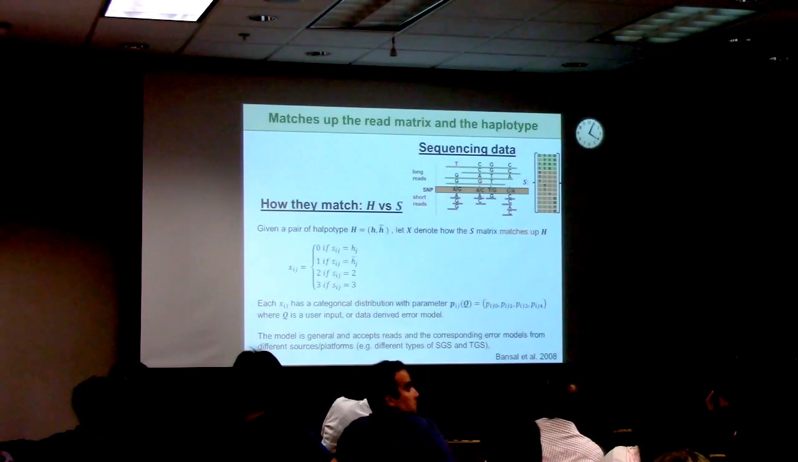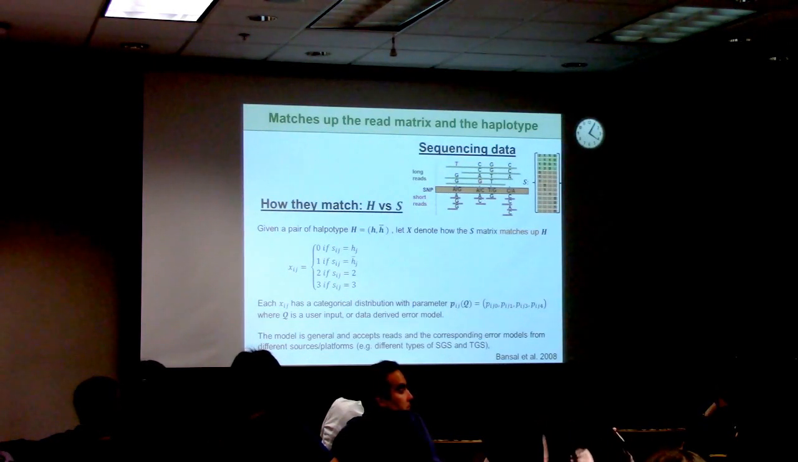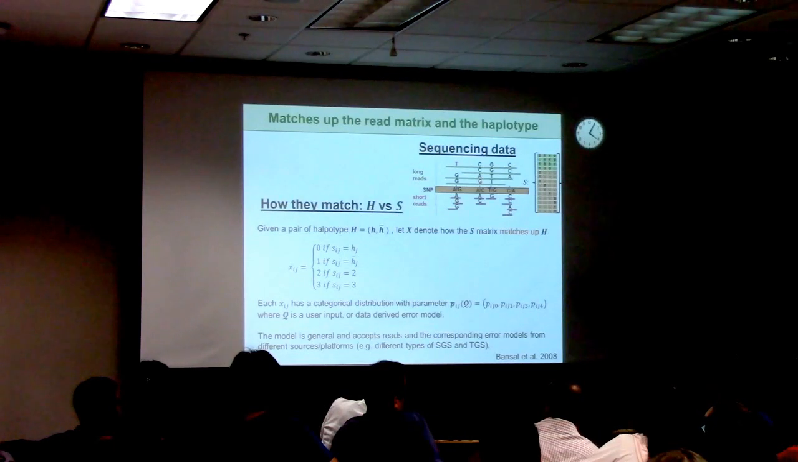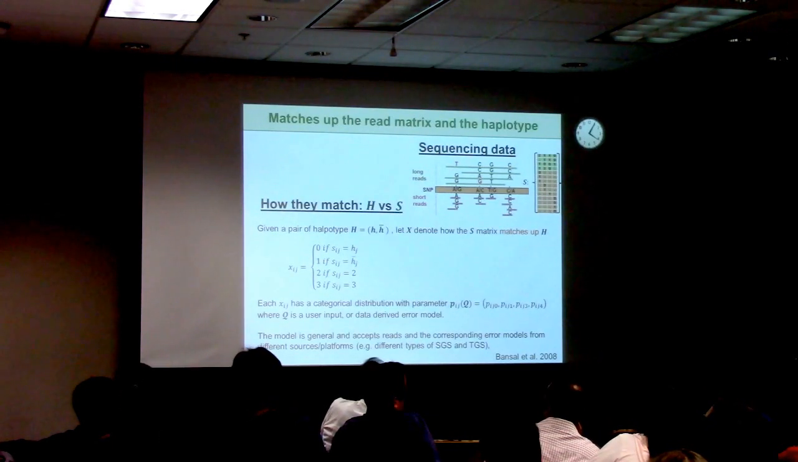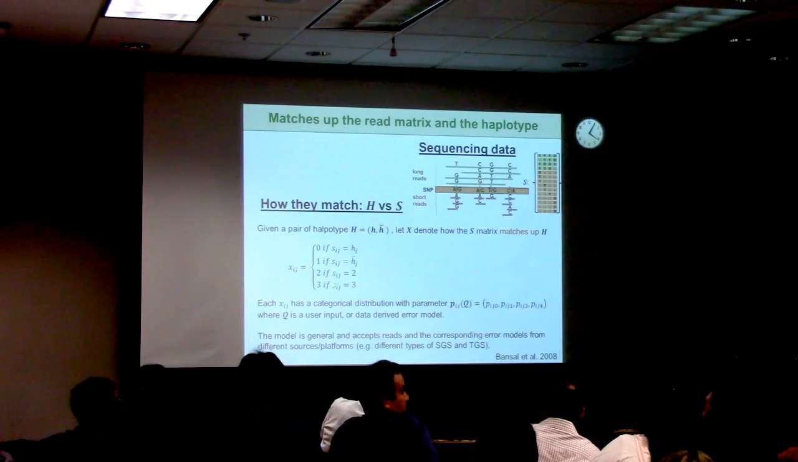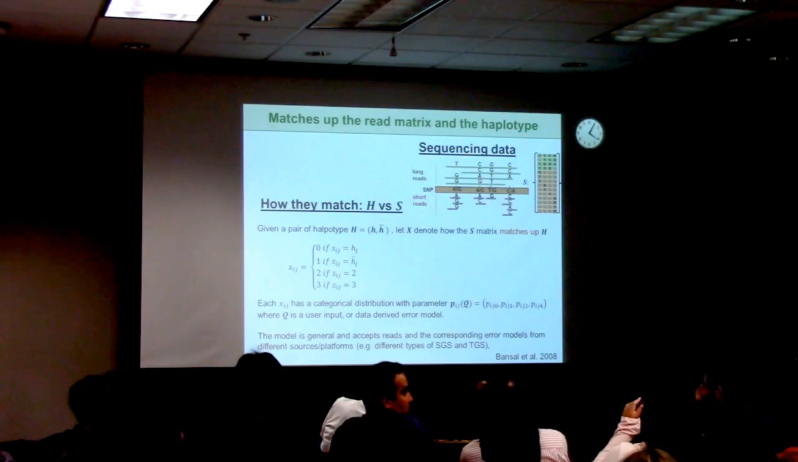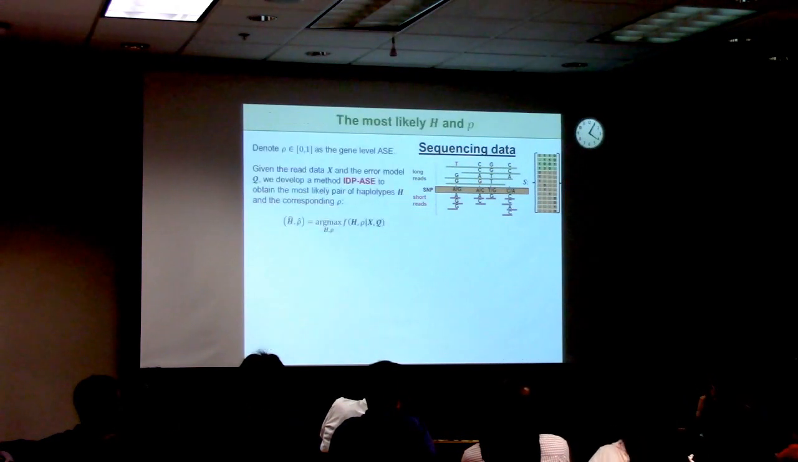And now the next thing we need to do is to define the similarity between H and S. So you have data, and you make a guess of H. You construct a candidate H, and then ask how likely they match together. We use Xij here. If they match, you give 1 or 0. If they're an error, you give 2 or 3. And then this Xij will follow a categorical distribution. This is a similar idea to what we raised a couple of years ago for genome data. But here we have to introduce the transcriptome analysis as well, so you have to consider the allele-specific expression.